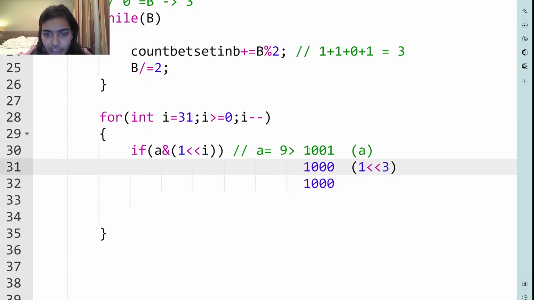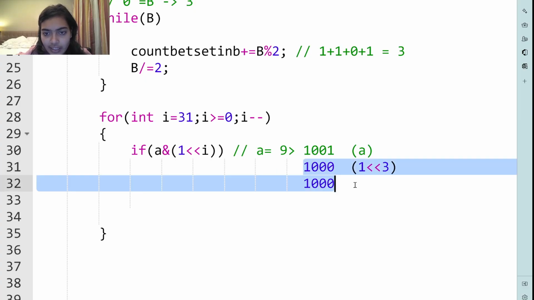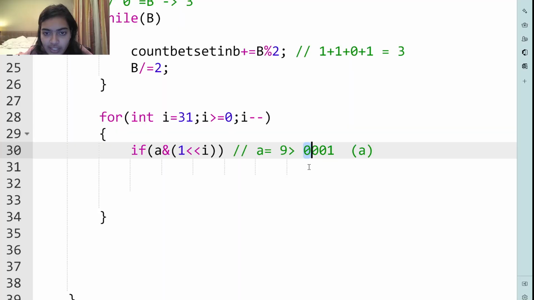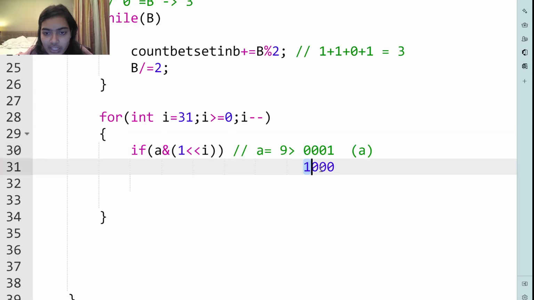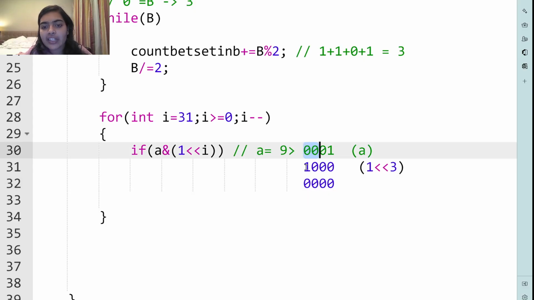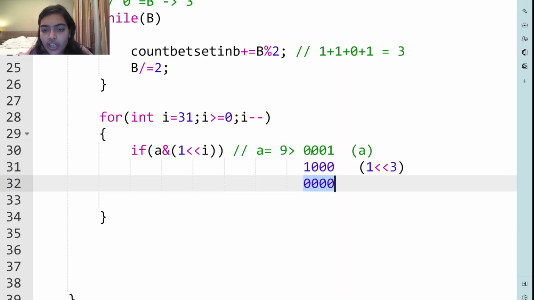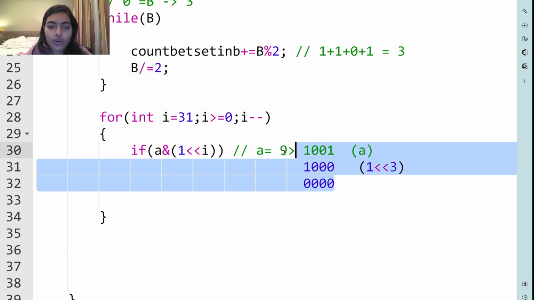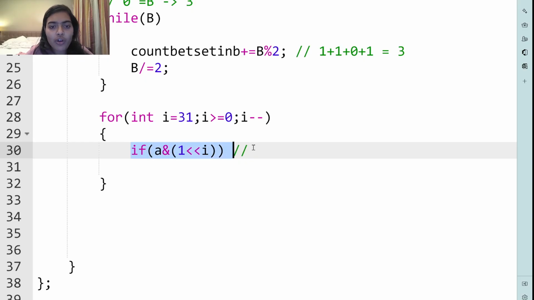Let's consider the next case. If this bit was not set in a, if this was 0, then when you do the AND with such a number, in this case you would have got the total output as 0. So whenever we want to check whether a bit is set in a or not, just find out if the AND of these two numbers gives you a 0 or a non-zero value. Here it's going to give us a non-zero value, right? So that means this bit is set in a.